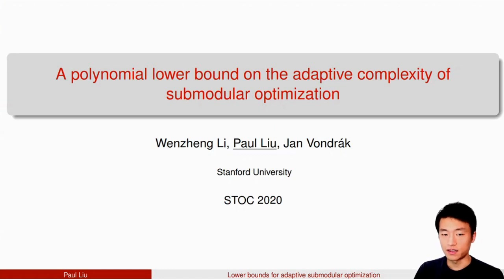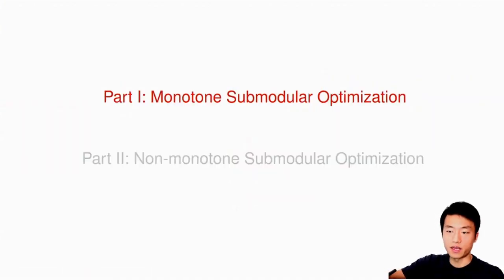Today, I'd like to share a recent result of myself, Jan Vondrak, and Wenjin Lee from Stanford University on the adaptive complexity of submodular optimization. This talk, like the paper, will be broken into two parts, and you can find the slides and the paper in the description below.